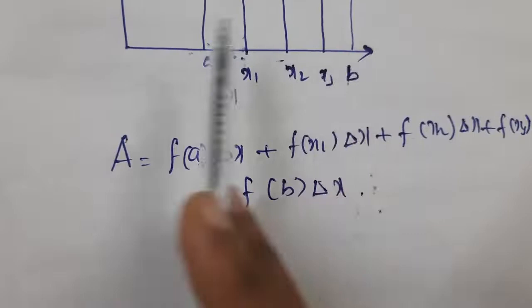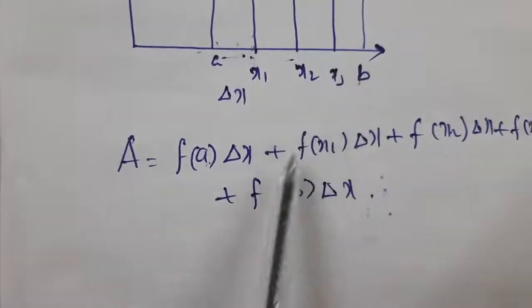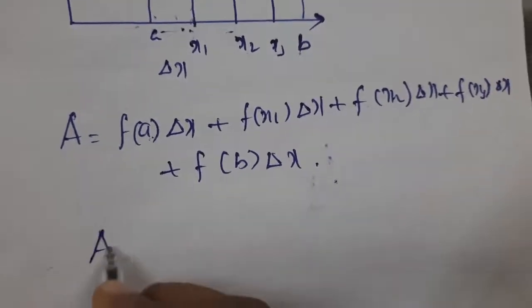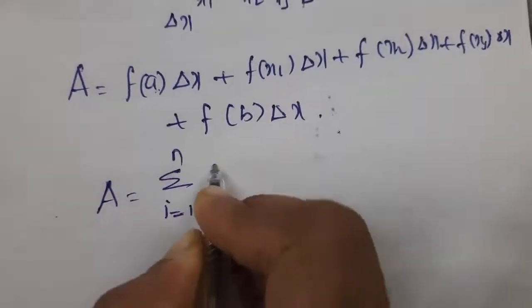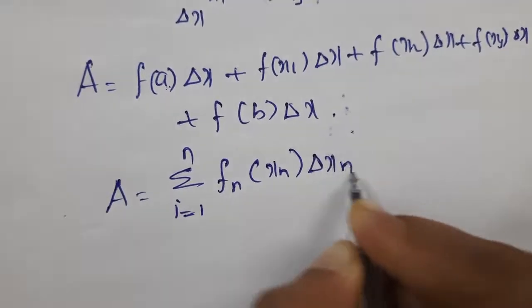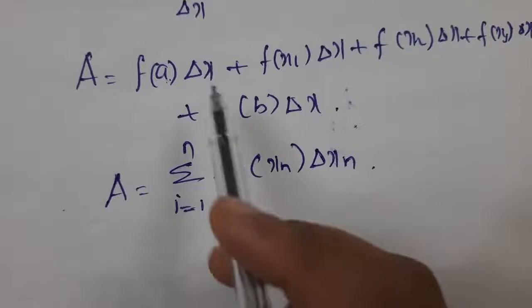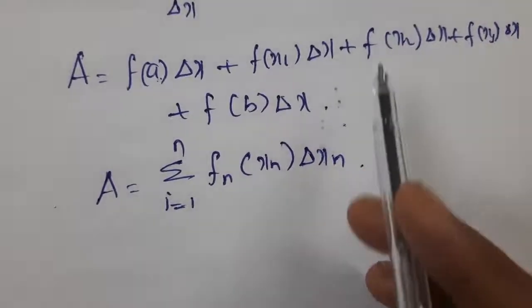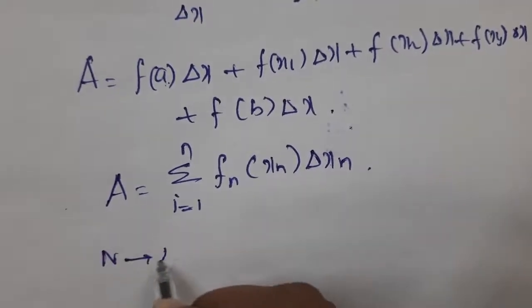Suppose we are considering the curve divided into n number of strips. Then the area under the curve is given by A equal to sigma i equal to 1 to n f of xi delta xi. See here, we have to add all the rectangular strips. So n number of strips are there. Consider n tends to infinity.